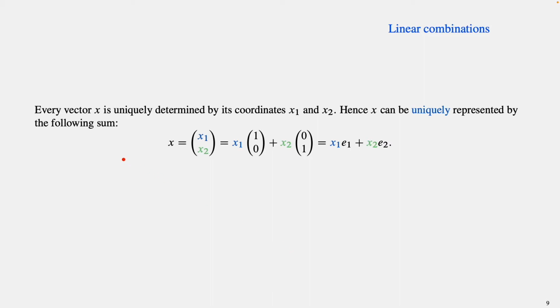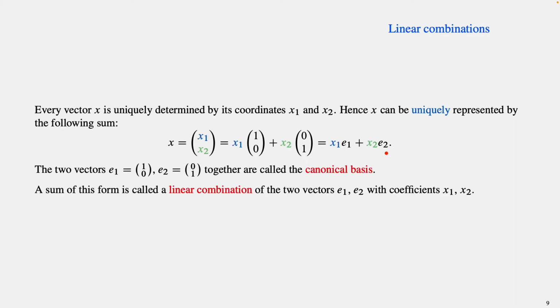We can form so-called linear combinations. Any vector x is, as we already observed, uniquely determined by its two coordinates x1 and x2. So we can uniquely represent x as a sum of the following form. Here we have the two coordinates x1, x2. And this is the same as writing x1 times (1, 0) plus x2 times (0, 1). And these two vectors, we give the names e1 and e2.